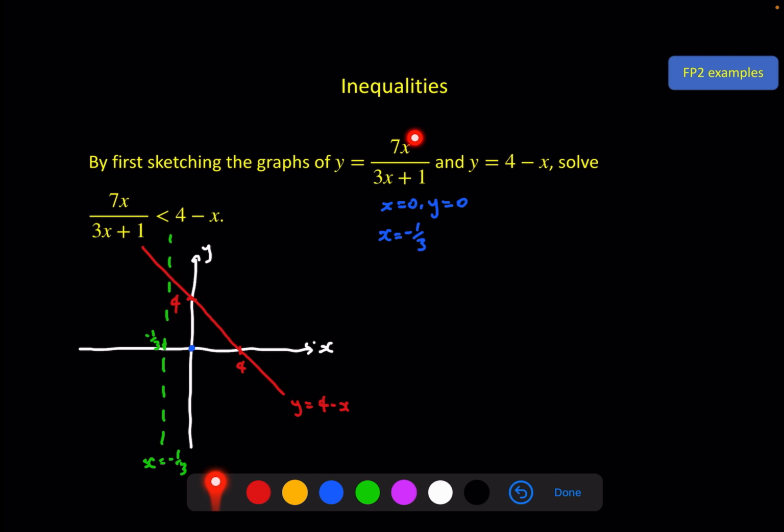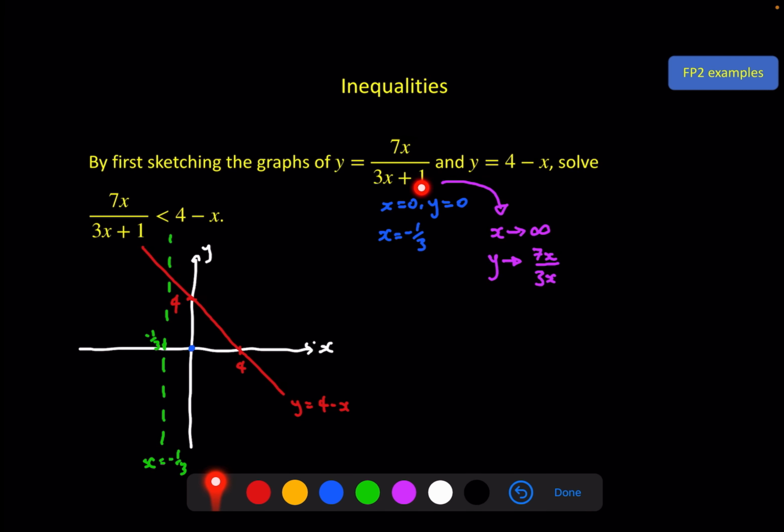And then if I make this really, really big, put in a really big x, say 1,000, then 7,000 divided by 3,001, you'll find that that gets closer and closer to 7/3. What I'm doing there more formally is saying when x tends to infinity, gets really, really big, then y tends to 7x/3x, because the plus 1, when this number here is really big, is making very little difference.